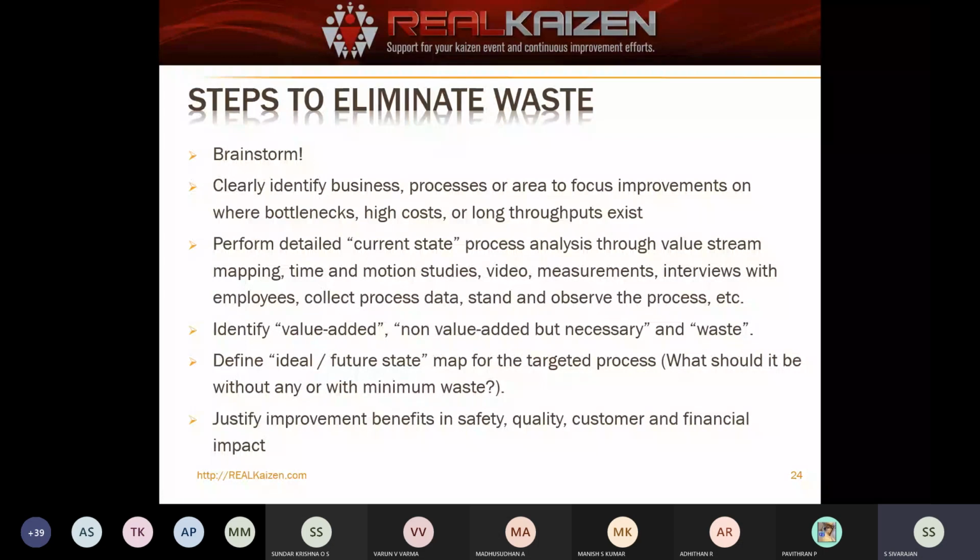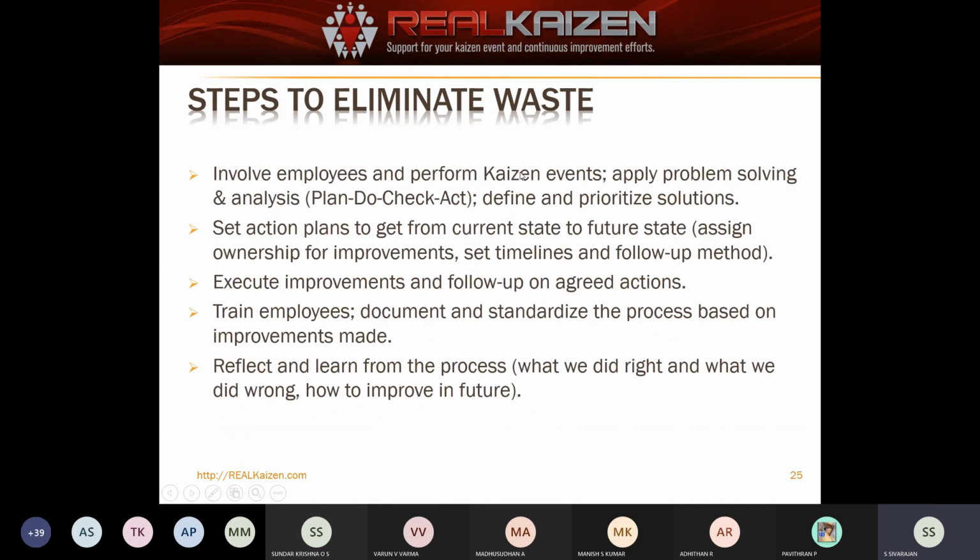So clearly identify the business process to focus improvement, and then find out the current state. You can find out value added, non-value added, wastage, and then future state, which I think we have discussed. And then Kaizen events you must do, and then how to execute the improvements. Employees should be trained on wastages and reflect and learn from the process.